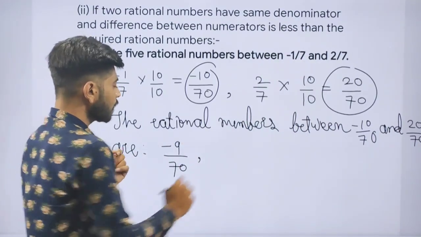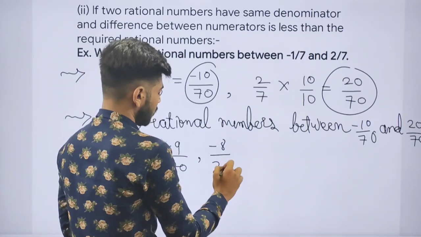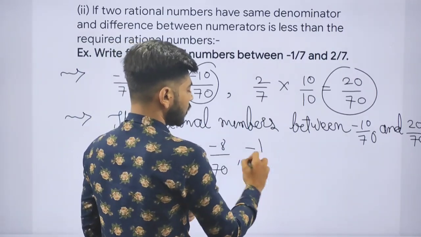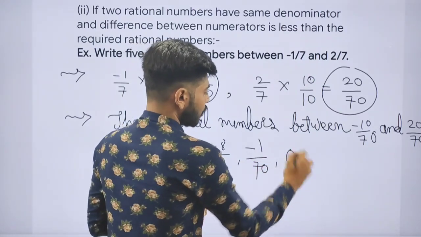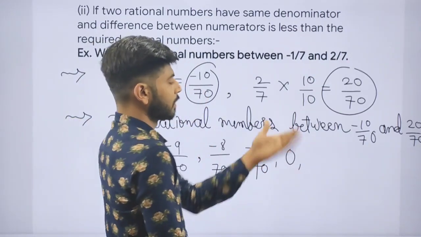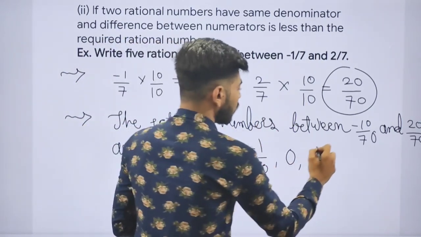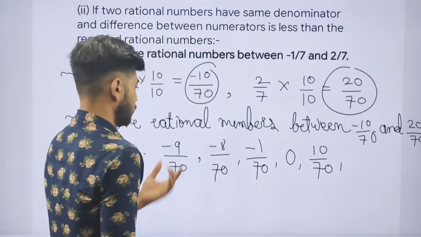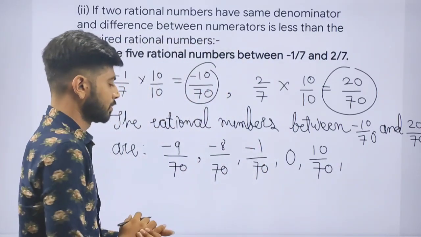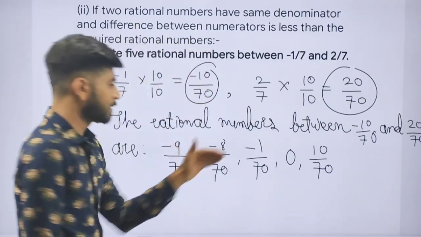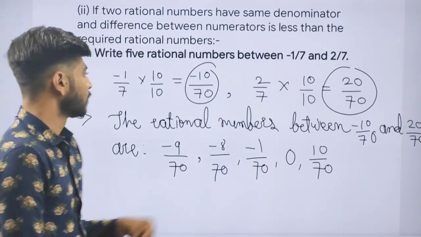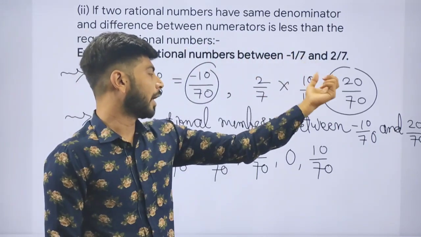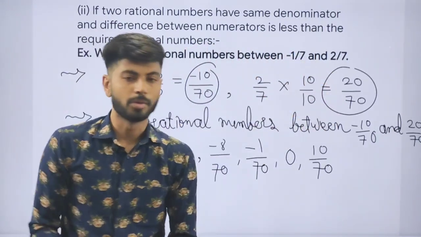Then minus 8 upon 70, minus 1 upon 70. 0 you can take also, because 0 upon 70 will be 0. Then I want to take 10 upon 70 as the 5th. Okay, 5 has been completed. So these are the 5 rational numbers between minus 10 upon 70, or you can say minus 1 upon 7, and 2 upon 7, or you can say 20 upon 70.